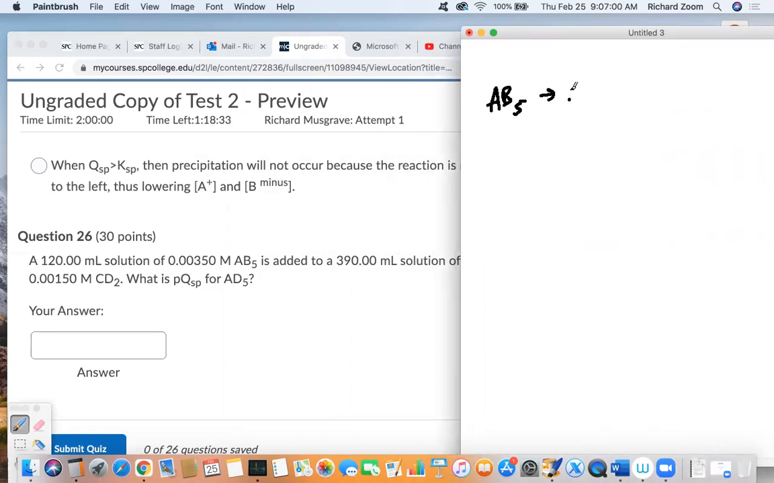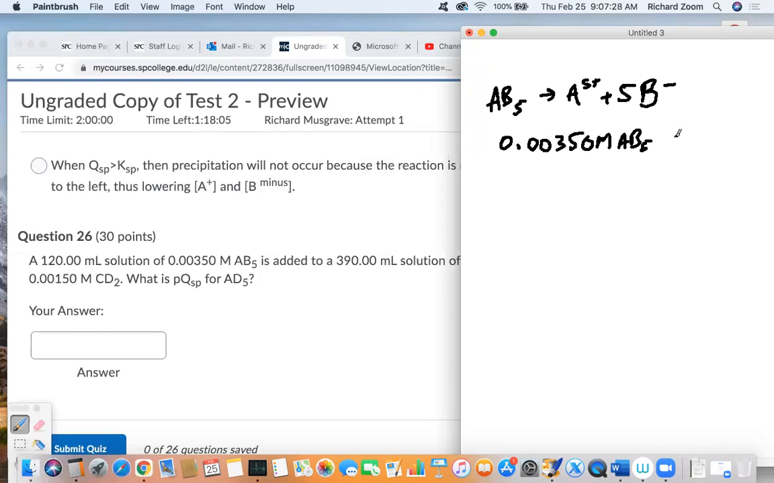Which I said is splitting into A5 plus. And remember, the charges don't matter. It's really just A and 5Bs. If you want to be really simple about it, that's okay. So what we're doing here is we see that it's going to be 0.00350 molar, and that's going to be AB5.